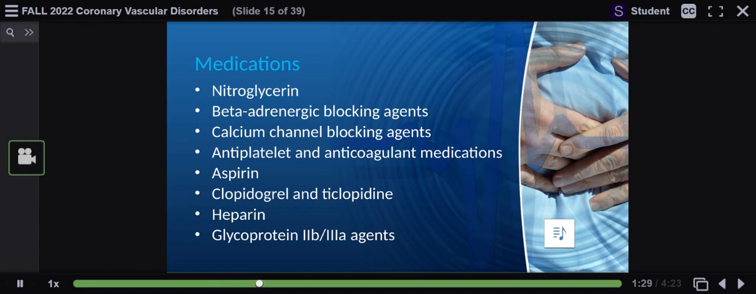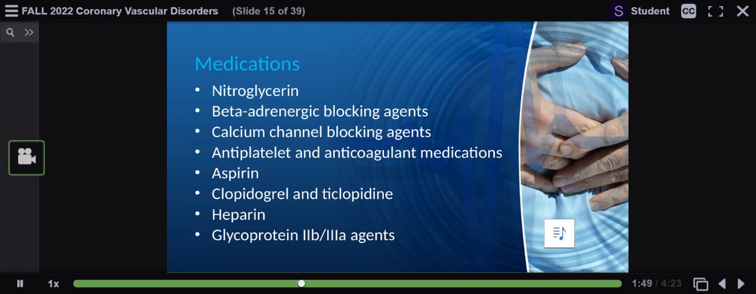Okay. So page 759 shows you the summary of medications used to treat angina, and chart 27-3 will give you the self-administration of nitroglycerin checklist. So you guys may want to read that as well.